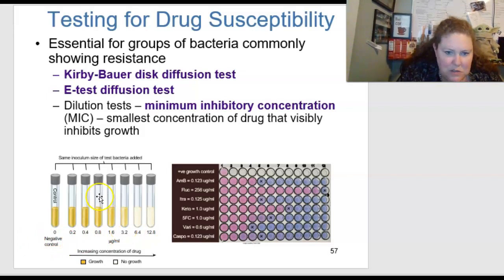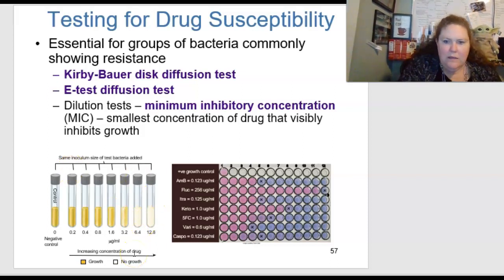The first tube on the left is the control that lacks the drug, and it shows cloudiness, which is indicative of normal growth. And then reading from left to right, the MIC is the dilution in the first tube in a series that has no growth, or therefore is not cloudy.